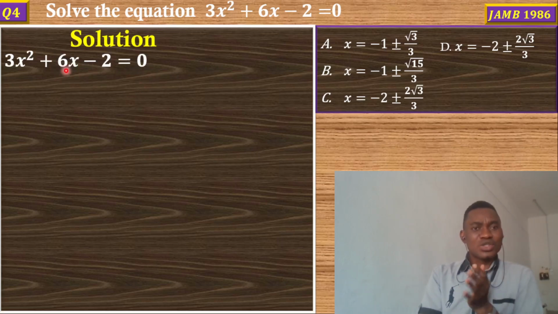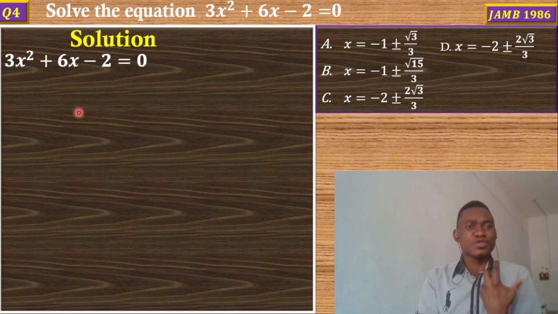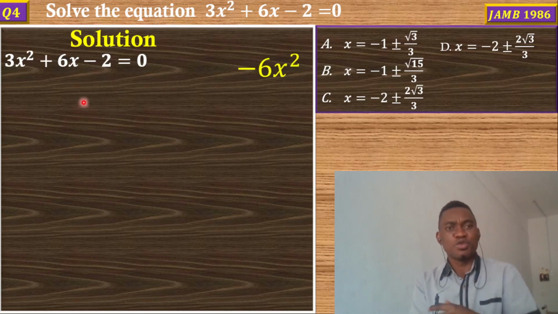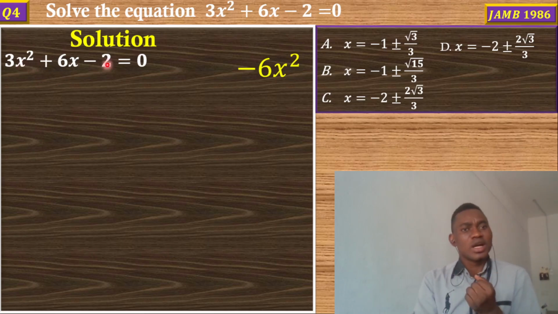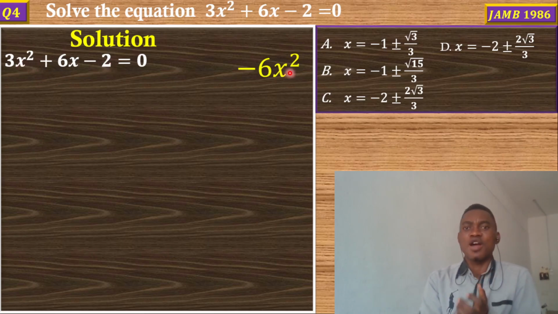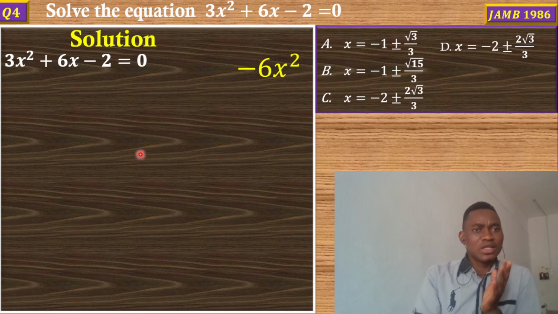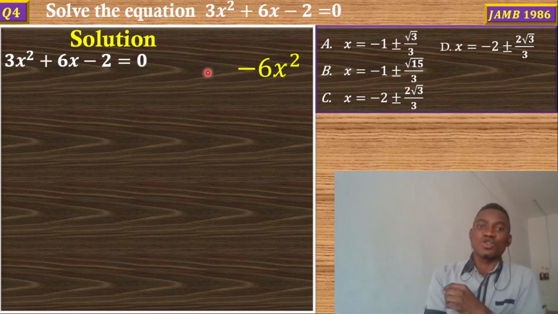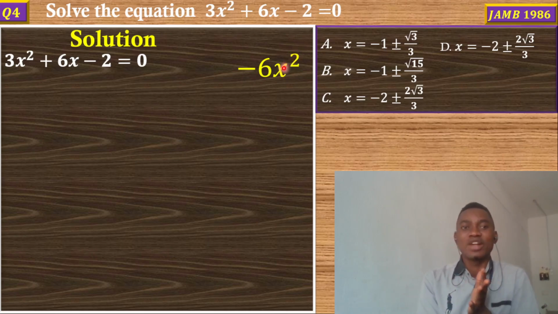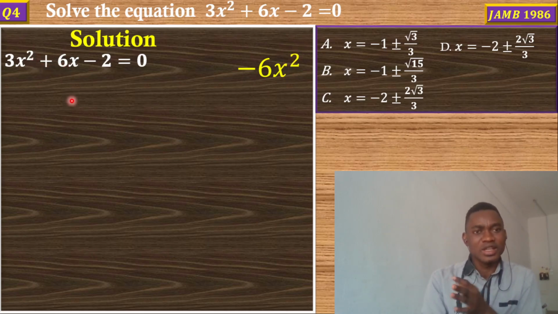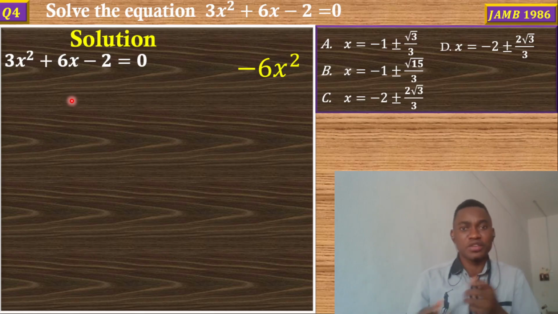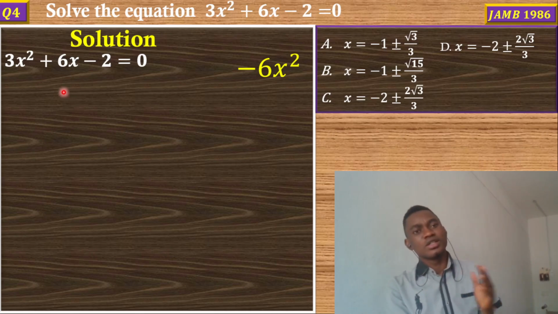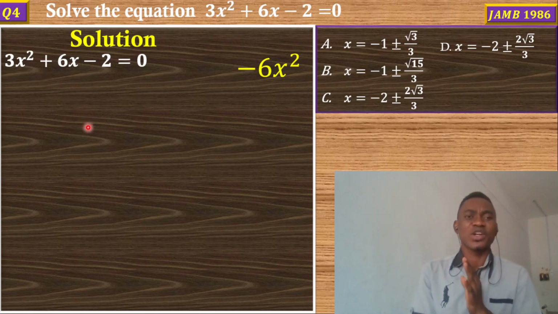If you look at this question, you see that it is not factorizable. Why? If we multiply 3x squared and minus 2 together, we're going to have minus 6x squared. And you believe with me that there does not exist two factors of minus 6x squared that will add up to give us plus 6x. You can pause the video and check for the factors. Believe me, you are not going to find. So as you can see, this particular question is not factorizable.